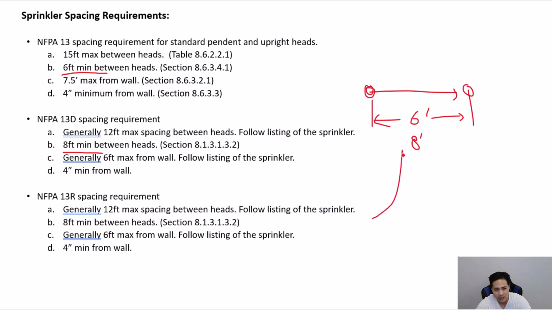So if there's a fire, let's say right around here, the heat activates this head here. But you also need this one to be activated too, since the fire is within the water throw of this head. If it's too close, this head being activated first will cool this one down. It might have a longer activation time, which will affect how quickly this fire will be extinguished. And that's the purpose of this minimum distance between heads.